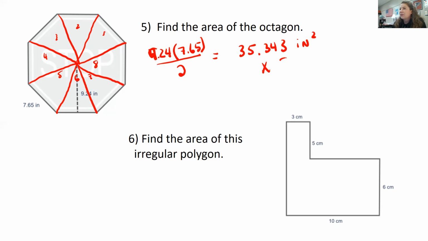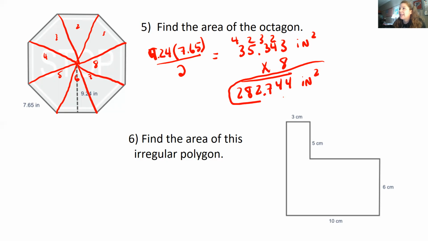We have 8 triangles. So 8 times 3 is 24, carry the 2. 8 times 4 is 32, 33, 34. 24, 25, 26, 27, 42. And 24 plus 4 is 28. And then we have 1, 2, 3 numbers behind the decimal. So 1, 2, 3 numbers behind the decimal. And we get 282 and 744 thousandths. I had to think about that for a second. Awesome.